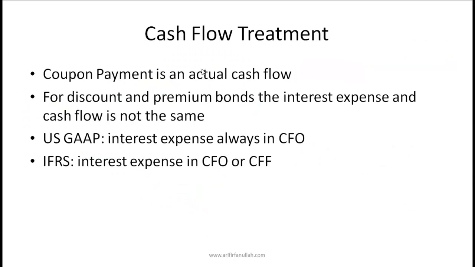The cash flow treatment: in our previous example, the coupon payment of 10 every year is an actual cash flow. For discount and premium bonds, the interest expense and the cash flow are not the same. The money that is paid out under US GAAP is always categorized in CFO. So the cash flow of 10 reduces the CFO because it is money out. The interest expense according to IFRS can be categorized in cash flow from operations or cash flow from financing.